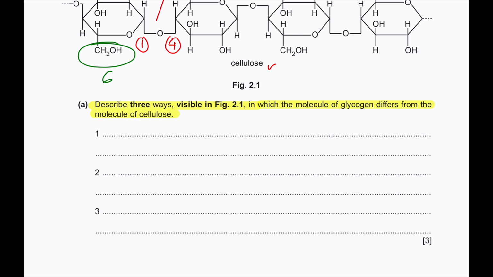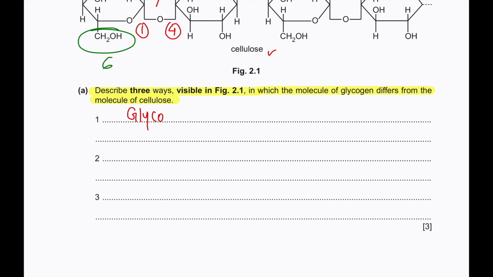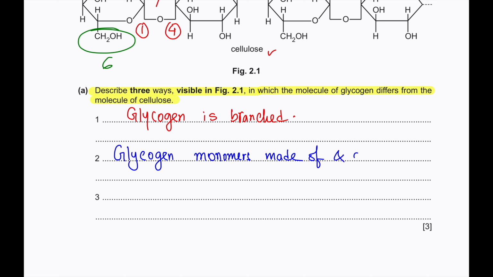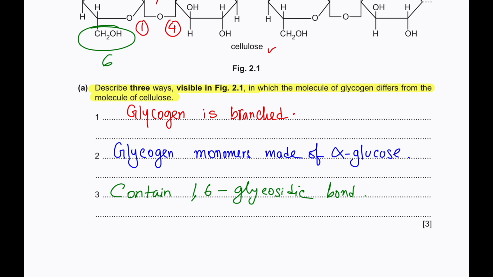So the answer can be written as follows. Glycogen is branched, versus the cellulose molecules which are unbranched. Glycogen monomers are made of alpha glucose, whereas cellulose molecules are made from beta glucose. Glycogen contains 1,6-glycosidic bonds as well as 1,4-glycosidic bonds, whereas cellulose contains only 1,4-glycosidic bonds.